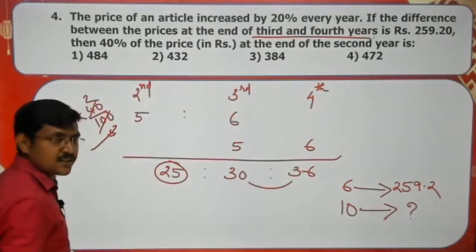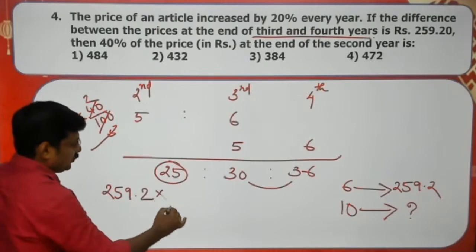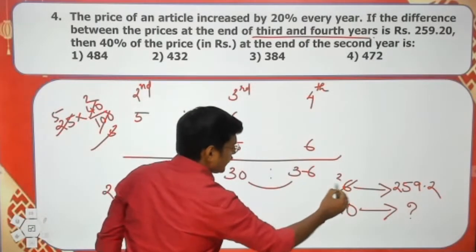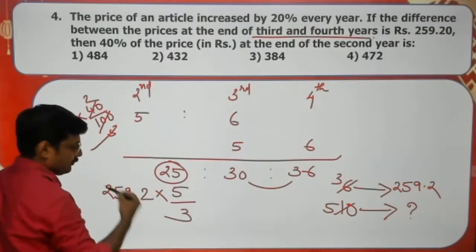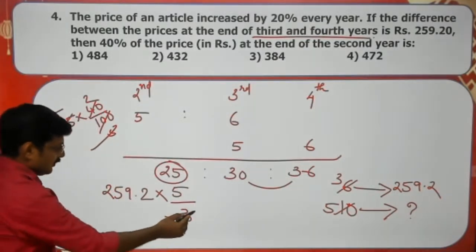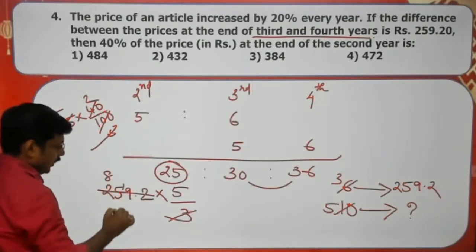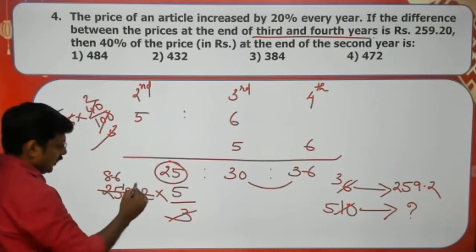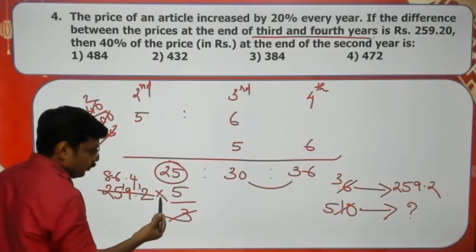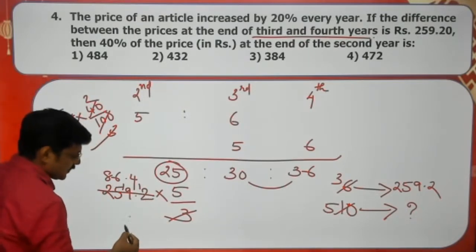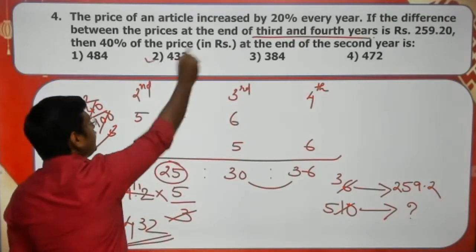Then corresponding to 10, the value for the question is found by applying the broken chain frame: 259.2 into, we know that 3 times and this is 5 times, so into 5 divided by 3. Solving this, 259.2 divided by 3 is 86.4, then 86.4 into 5 is 432. So for this question the answer is option number 2.